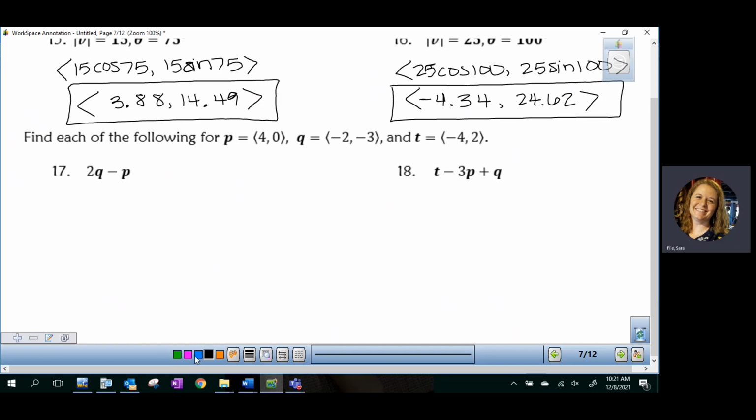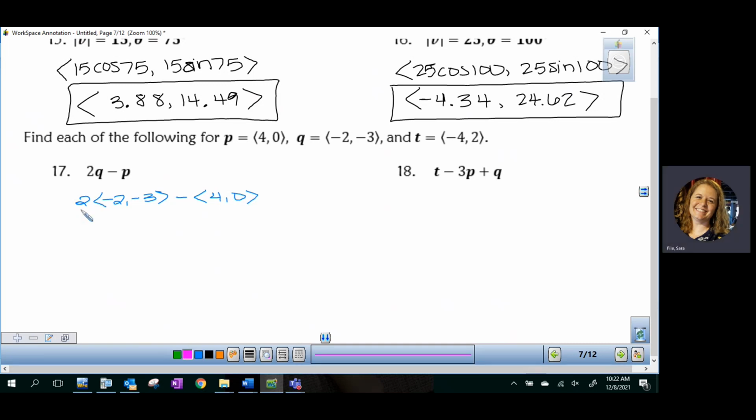Here we've got 3 vectors given in component form. Okay, we've got some scalar multiplication and then some addition and subtraction of vectors. So anytime you've got an expression like this, I'm going to write in my vector. So vector Q is -2, -3, minus, and then vector P is 4, 0.